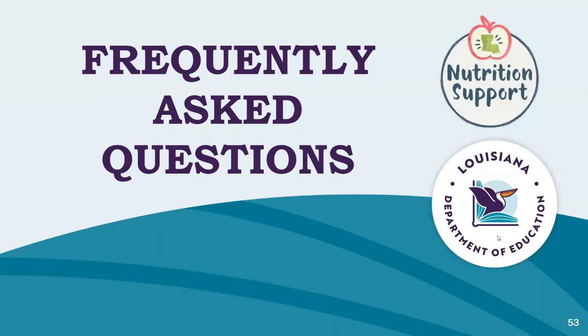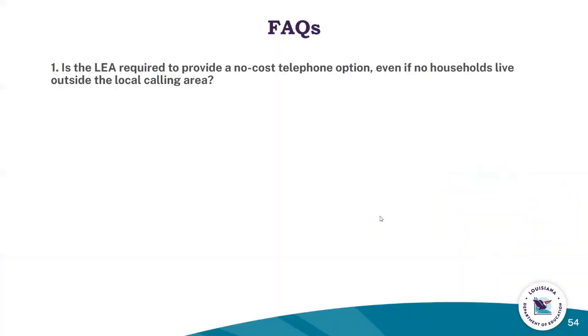Some frequently asked questions. Is the LEA required to provide a no-cost telephone option, even if no households live outside the local calling area? Yes. The LEA is not required to have a toll-free number, but parents and guardians must be able to call collect. This helps to ensure parents and guardians can contact the LEA during the LEA's operating hours if they work outside the local calling area.